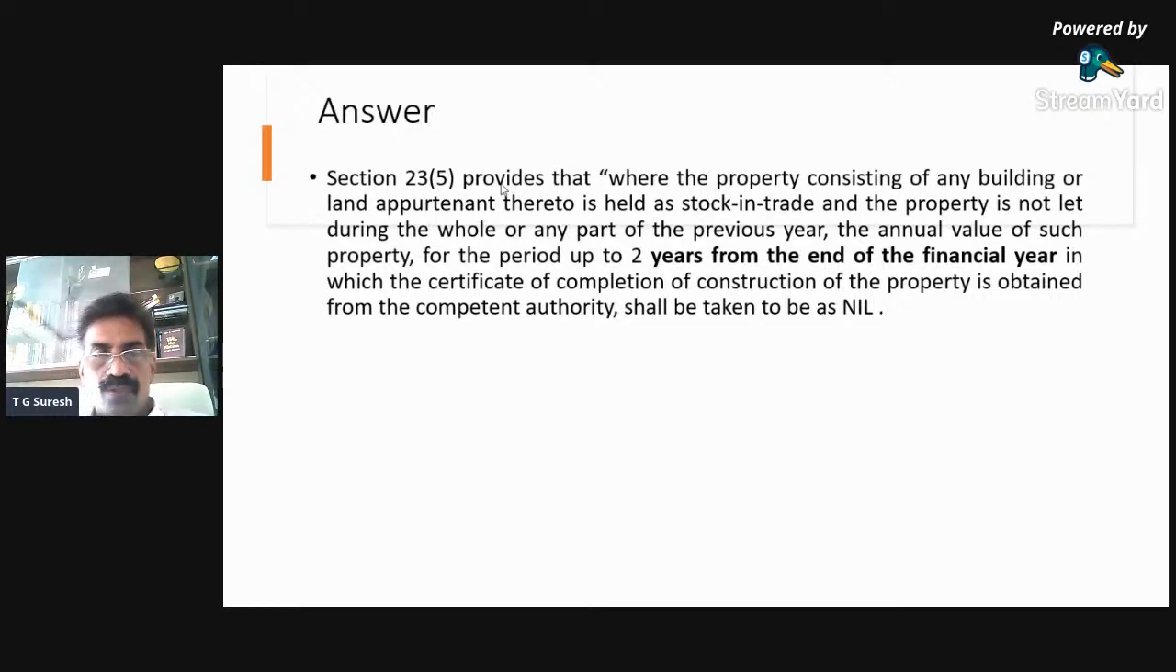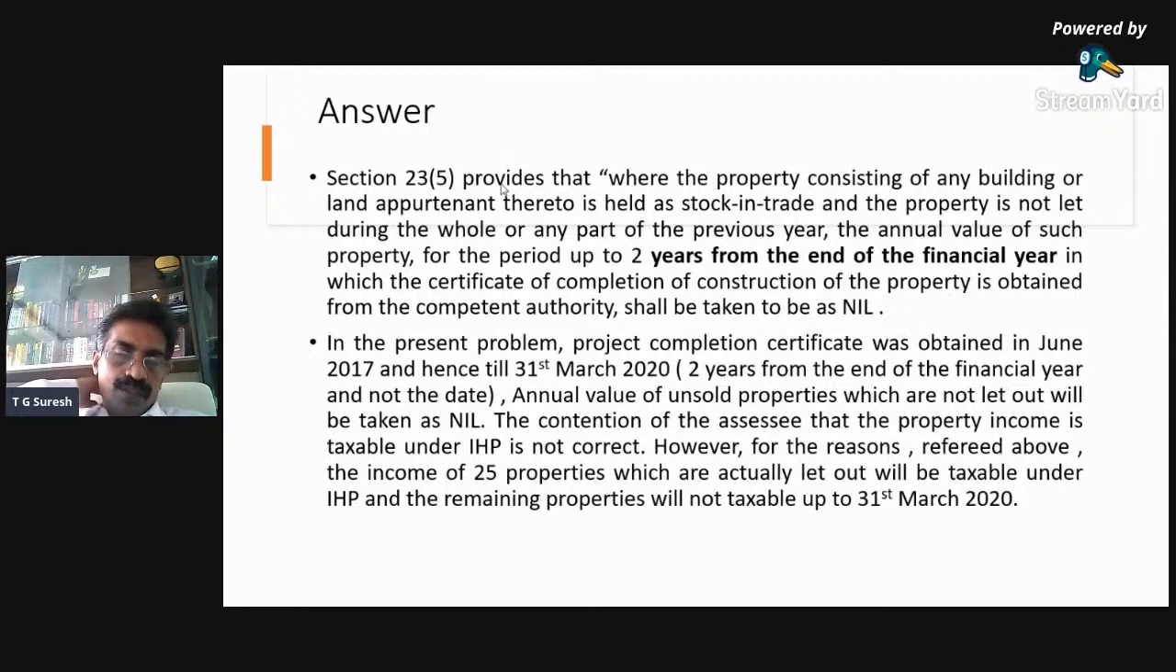It's a step marking, you'll get 2 marks for this. Now to get the final 3 marks for the question, in the present problem, project completion certificate was obtained in June 2017 and hence till 31st March 2020, which is 2 years from the end of the financial year and not the date. The annual value of unsold properties which are not let out will be taken as 0.